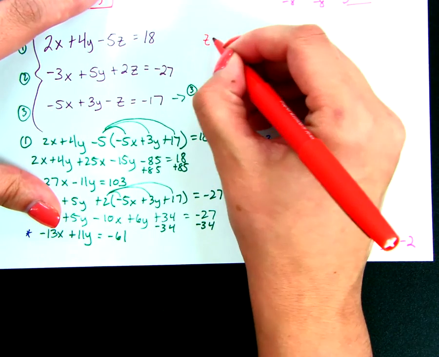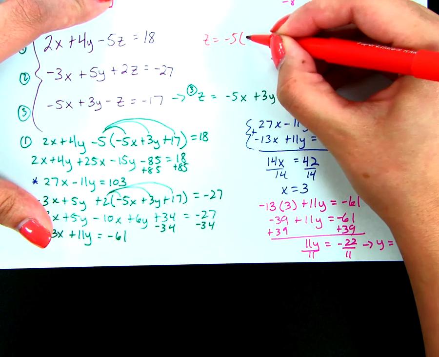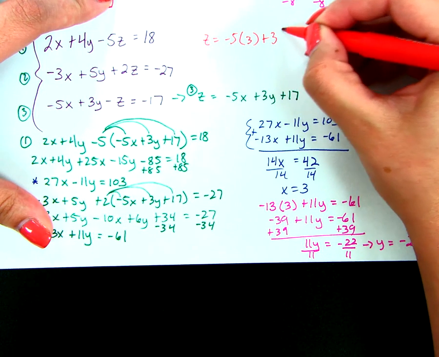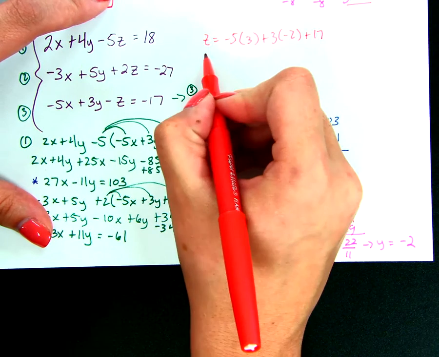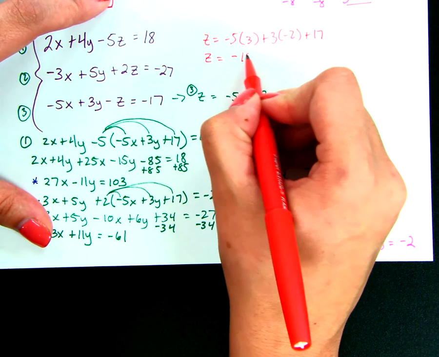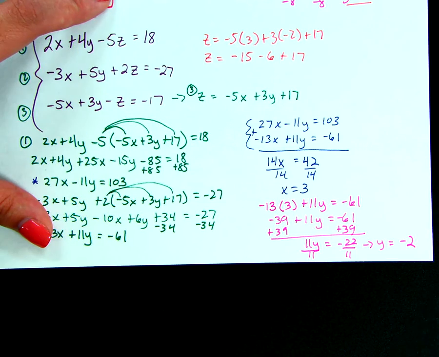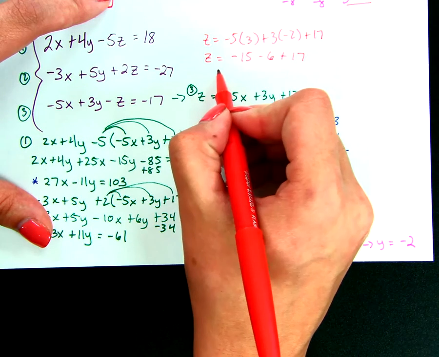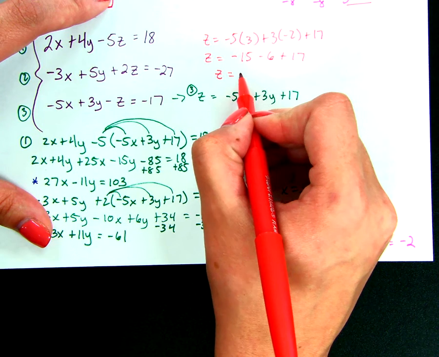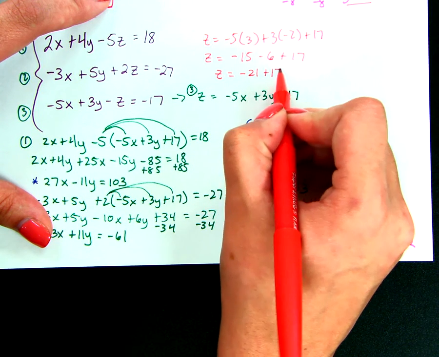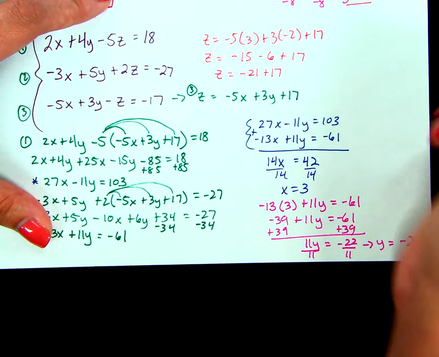Okay, so z equals negative 5 times 3 plus 3 times negative 2 plus 17. So we will have negative 15 minus 6 plus 17. And again, we are just combining now. So negative 15 minus 6 will give us negative 21. And then negative 21 plus 17 will be negative 4, sorry.